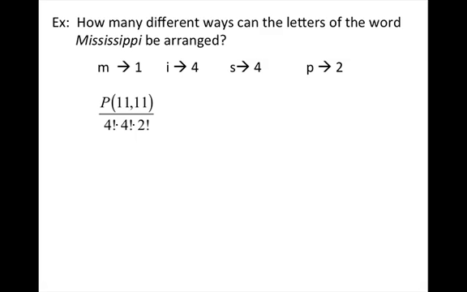But this time I have to divide by the factorial of the number of repeated objects. So there's several repeated letters. So I have to divide by 4 factorial for the 4 I's. I have to divide by another 4 factorial for the 4 S's. And then I have to divide by 2 factorial for the 2 P's. So I suggest you simplify the numerator in your calculator and then simplify the denominator and then go back and divide them. Don't try to enter this all in one step.